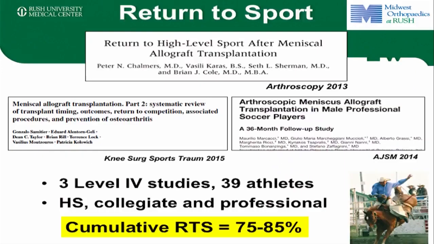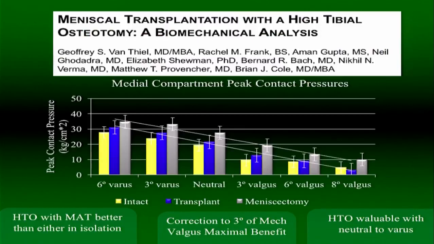Similarly, in comparison to our cartilage procedures, our cumulative return to sport in the meniscal transplant population is actually much higher than we would have ever anticipated. So there are now 3 series, albeit all level 4, that are showing that the re-tear rate in this population is less than 20% in the first 3 years of getting a meniscal allograft. So it can be done, but it's certainly not the ideal scenario. And then finally, the last comorbidity is really malalignment.